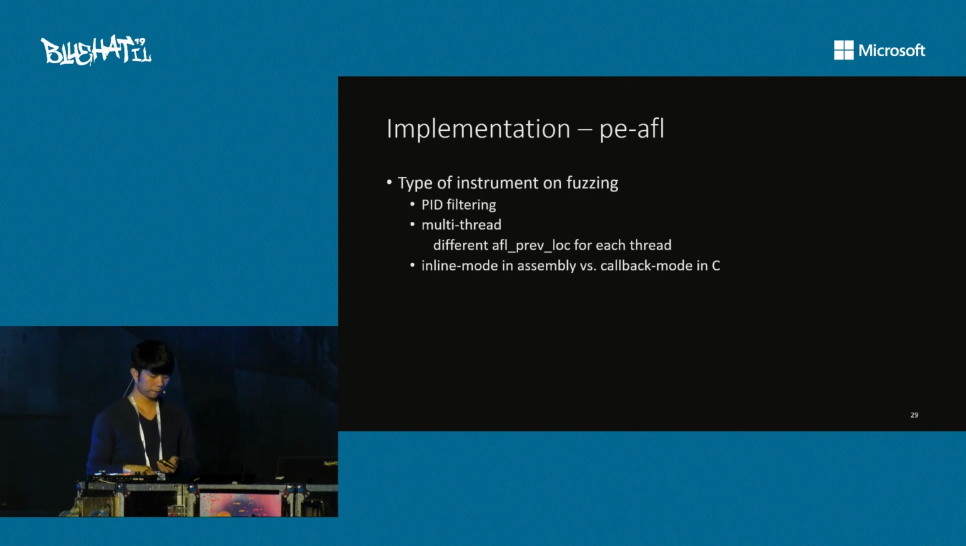And usually you instrument the assembly code directly with inline mode for performance purposes. Also, you can instrument the C code for each basic block to finish some complicated tasks. So you don't need to deal with the low-level assembly and the relocation. And the choice depends on your requirements.